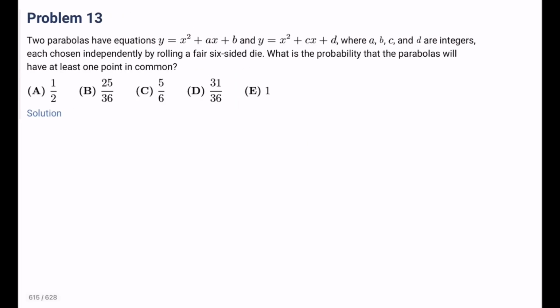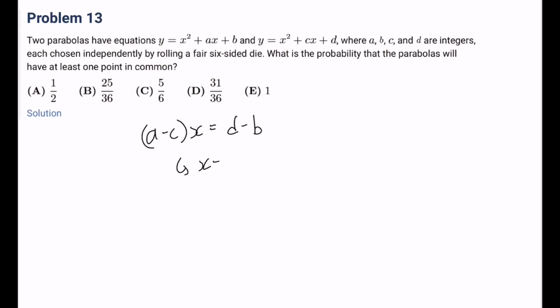Number 13, two parabolas have equations y equals x squared plus ax plus b and y equals x squared plus cx plus d, where a, b, c, d are integers, each chosen independently by rolling a six-sided die. What is the probability that the parabolas will have at least 1 point in common? Okay, so for this and this intersection, we get (a minus c)x equals d minus b, because that's when this equals this.